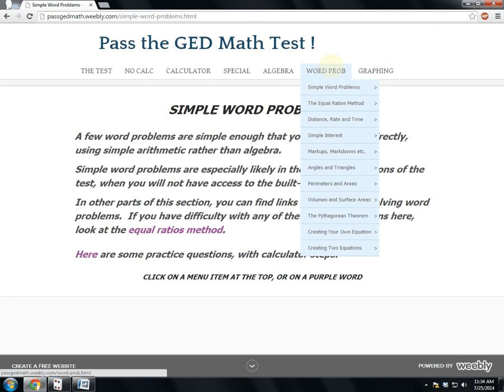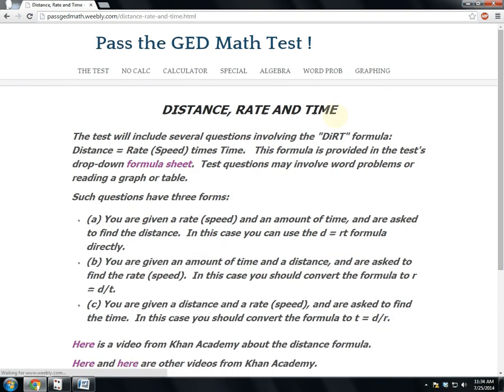But most of the questions on the test will involve standard formulas, which you get either probably on the built-in formula sheet, but in some cases that you will know. And so these 8 sections: equal ratios, distance, rate, and time, simple interest, basic geometric formulas, Pythagorean theorem. Each page discusses a different kind of standard formula. I'm going to click on distance, rate, and time.